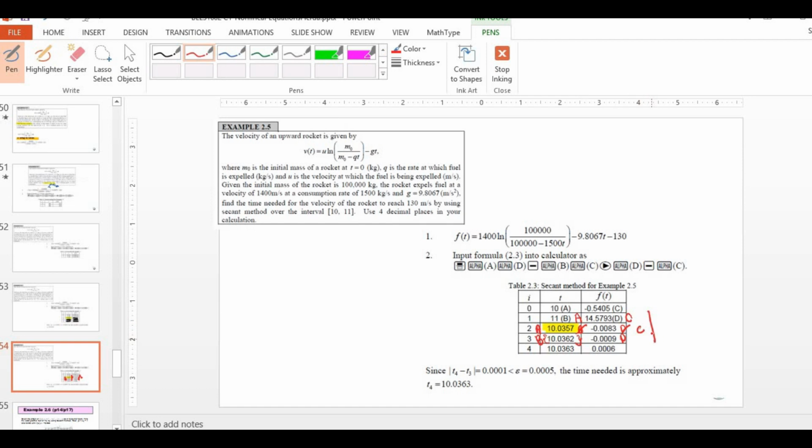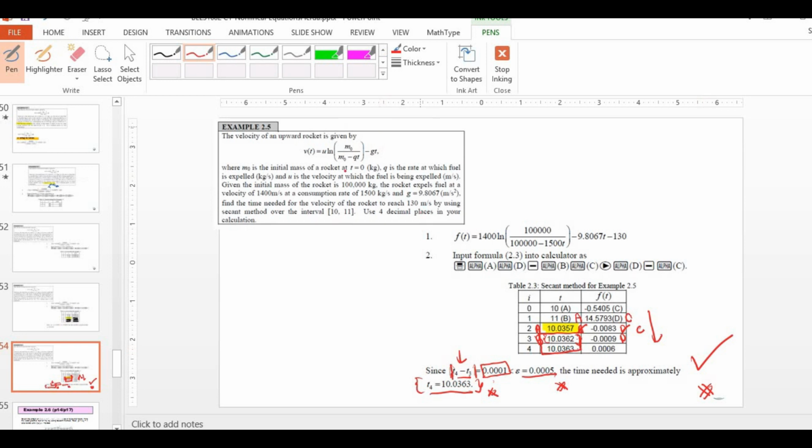So it will repeat the process until you look at this value. Okay, so make sure that you need to find, this is absolute, it does not count sign, it counts only value. So we can see that 10.0363 minus 10.0362 will give you this one. So it means that it is less than tolerance, so you can stop. So meaning that our T4 is actually the answer for your question, which is 10.0363. So we have the secant method answer for this question.